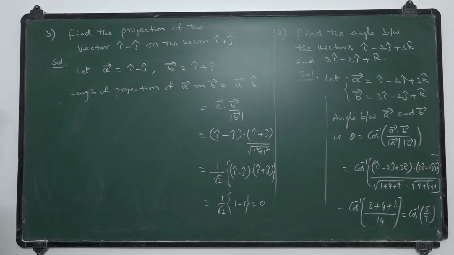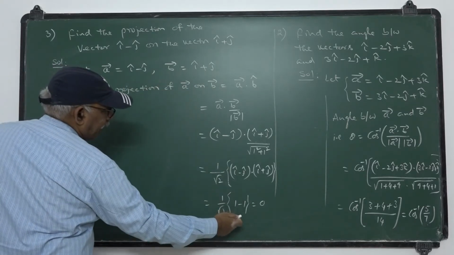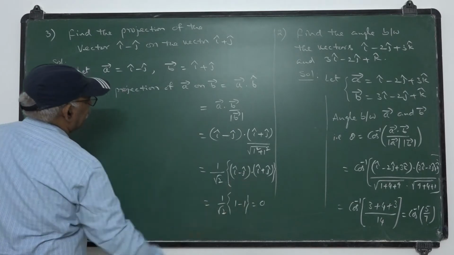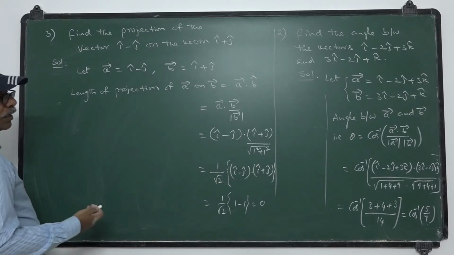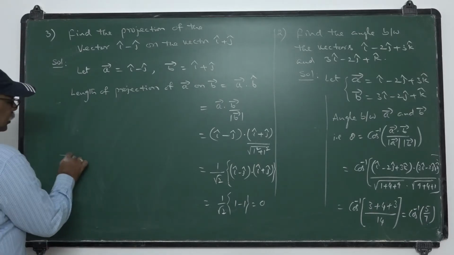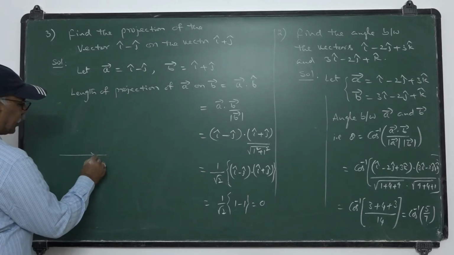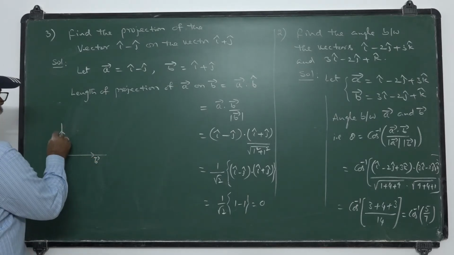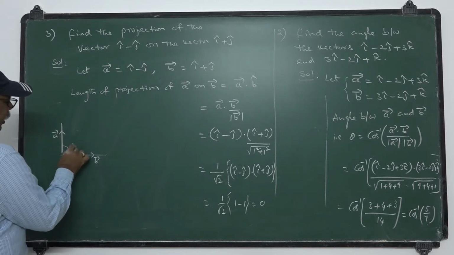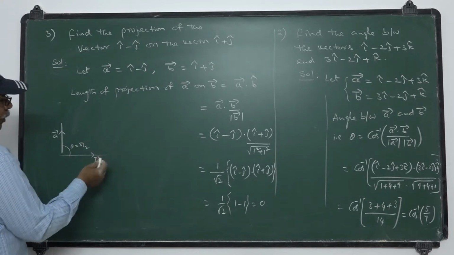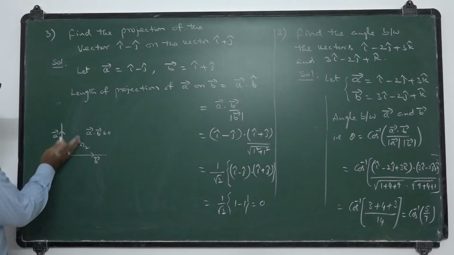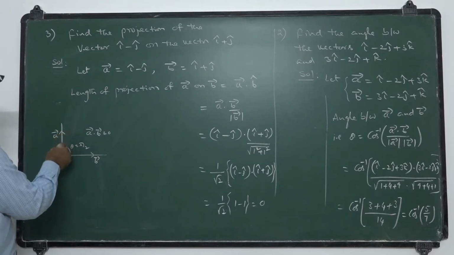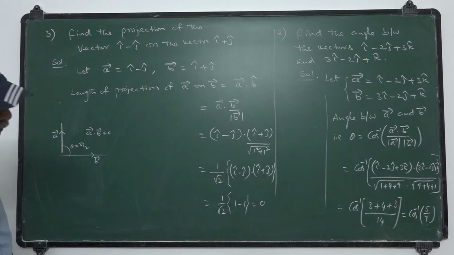That means A bar and B bar are perpendicular here. The dot product is 0, hence A bar and B bar are perpendicular. Once A bar is perpendicular to B bar, the length of the projection of A bar on B bar is clearly 0. Once B bar is in this direction and A bar is like this, theta is 90. Hence the projection is A bar dot B bar, which is 0. The projection is mod A bar cos 90, which is 0.